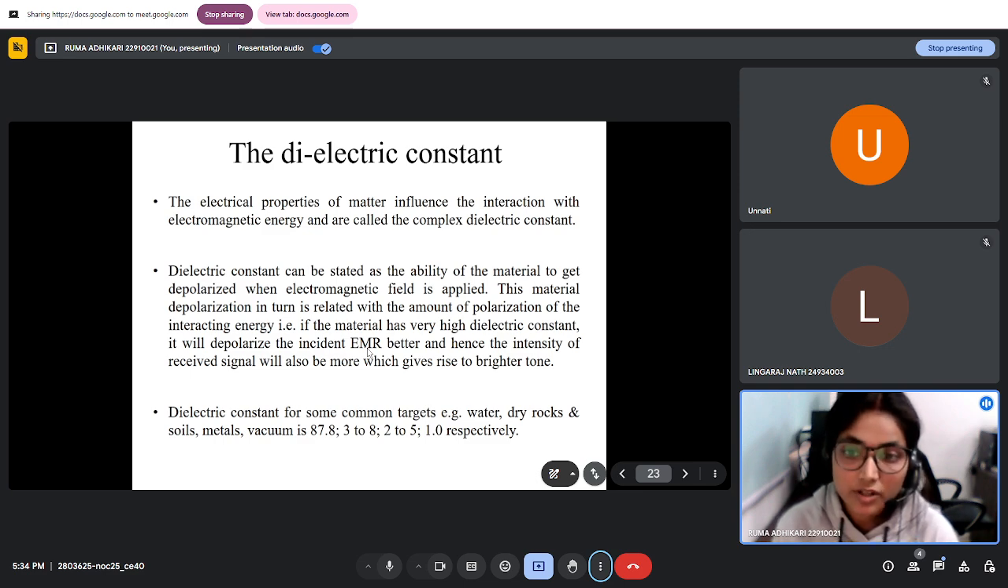That is, if the material has a very high dielectric constant like water, water has the highest dielectric constant we know, it will depolarize the incident electromagnetic radiation better, and hence the intensity of the received signal will also be more, which gives rise to a brighter tone. The water should be brighter. Okay, but it is not in a SAR image. Why that is, we'll see.